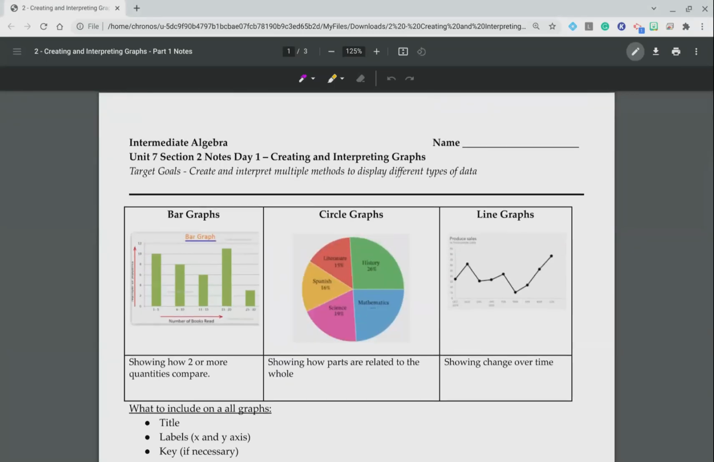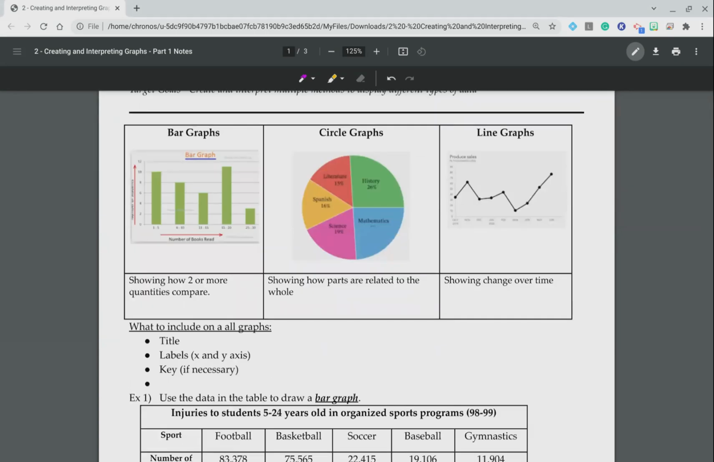So yesterday we talked about categorical data. When we have categorical data, we can represent it in different types of graphs, okay? So here are three different kinds of graphs. We have a bar graph, which shows how two or more quantities compare. We have a circle graph, which shows how parts are related to a whole. And then we have a line graph, which usually shows how things are changing over time.